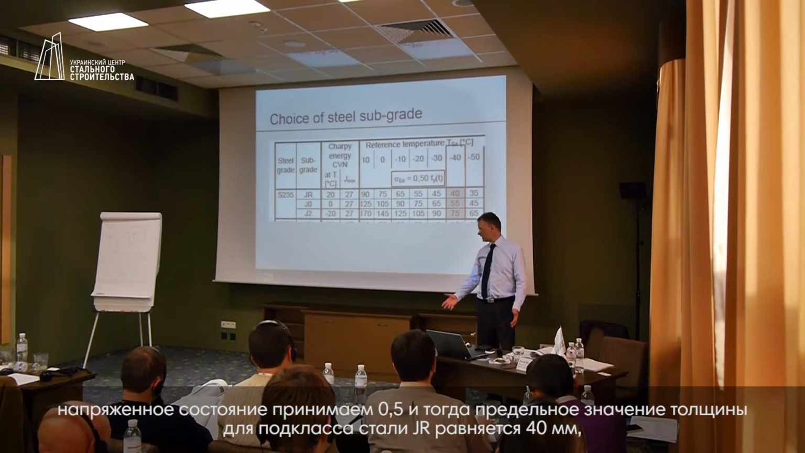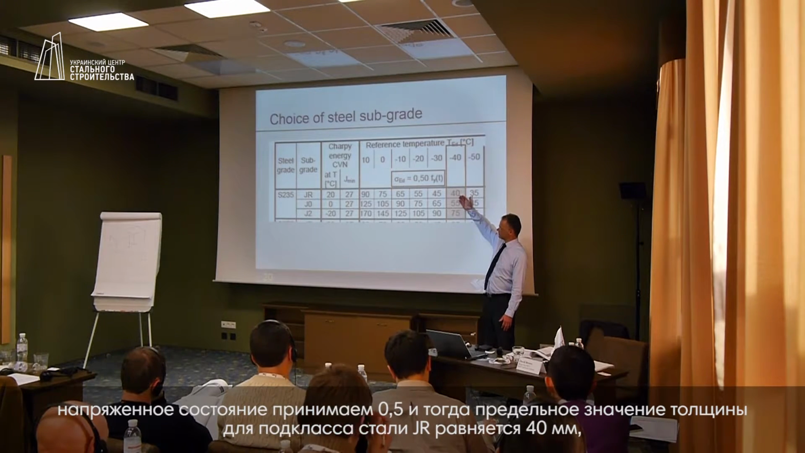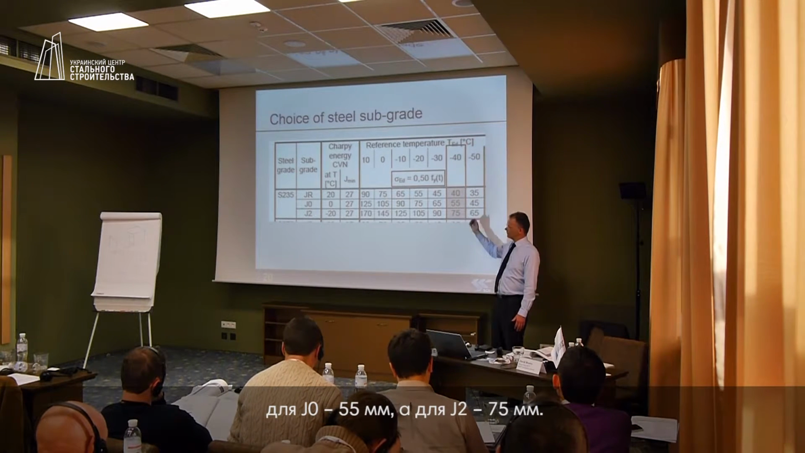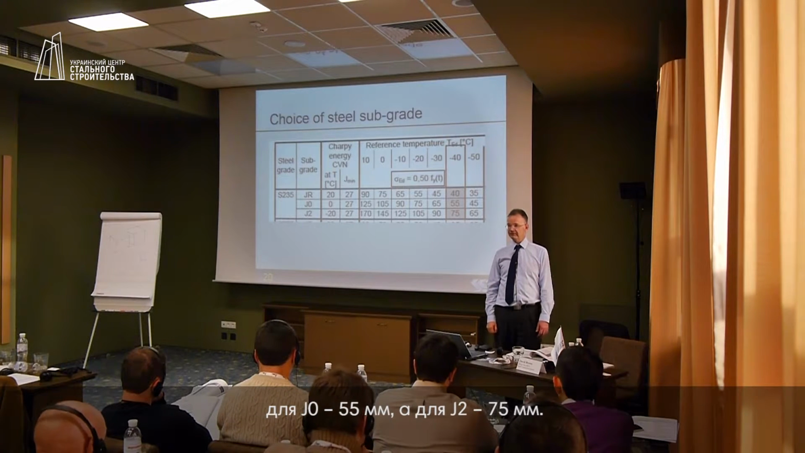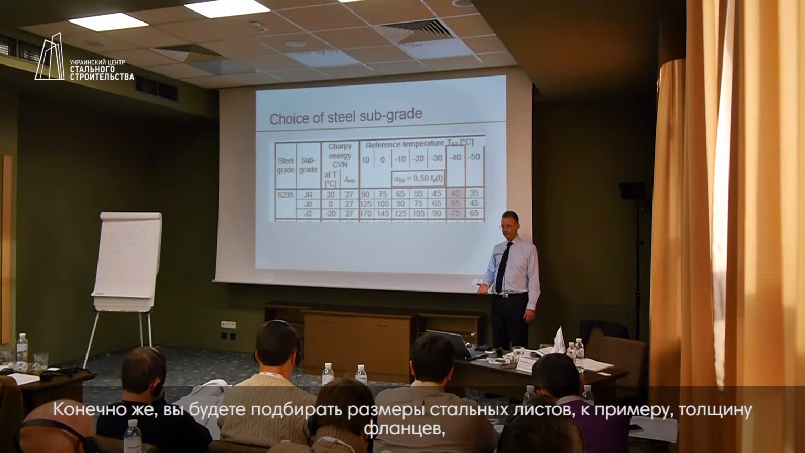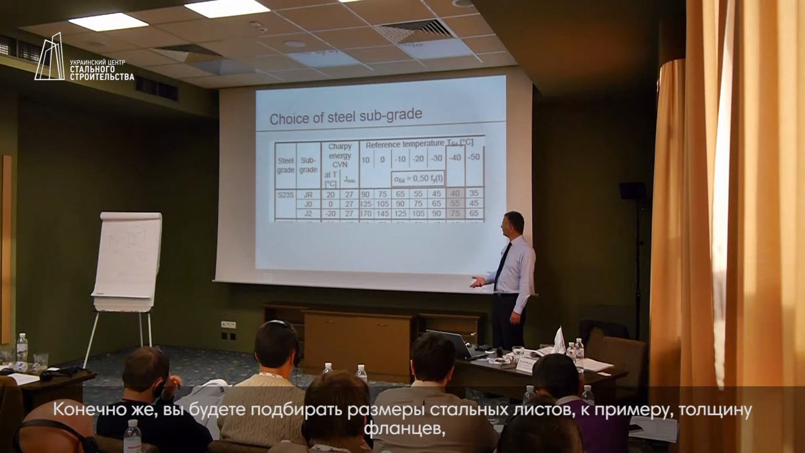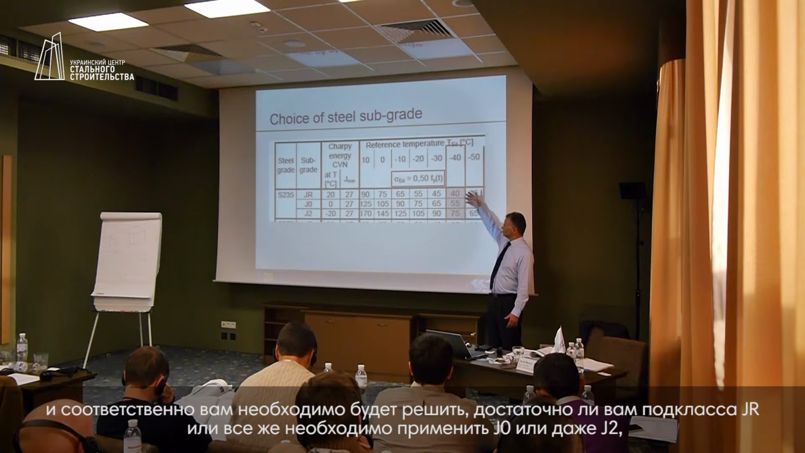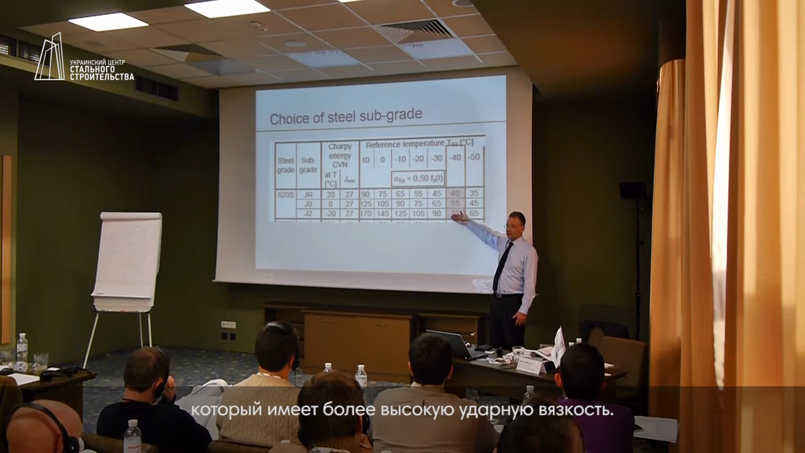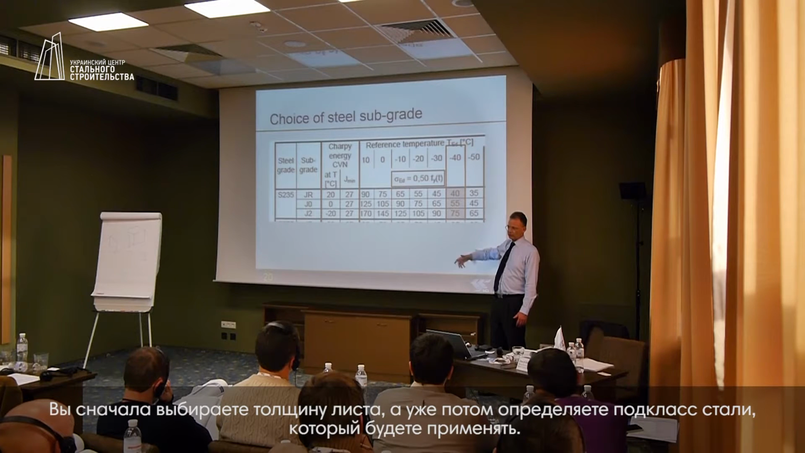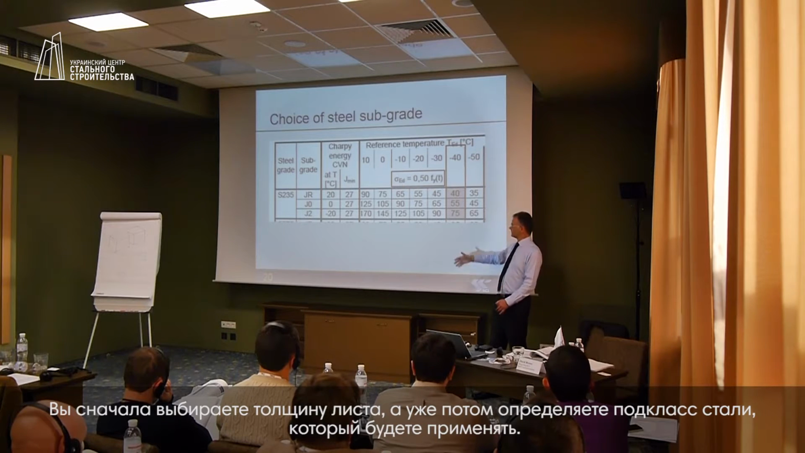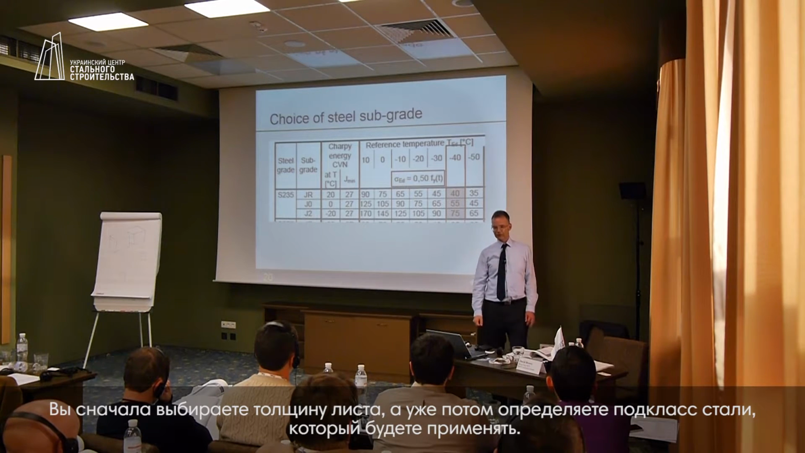So my limiting thicknesses are, for S235JR, 40 mil, for J0, 55, and for J2, 75. Now, of course, you will have chosen some steel sizes. You will have a thickness of the flange, for example, and you will therefore need to decide whether JR is okay, or whether you need a tougher steel, or perhaps even a tougher steel. Because you don't choose the steel subgrade and then select plate. You select plate and then decide the steel subgrade that you need.